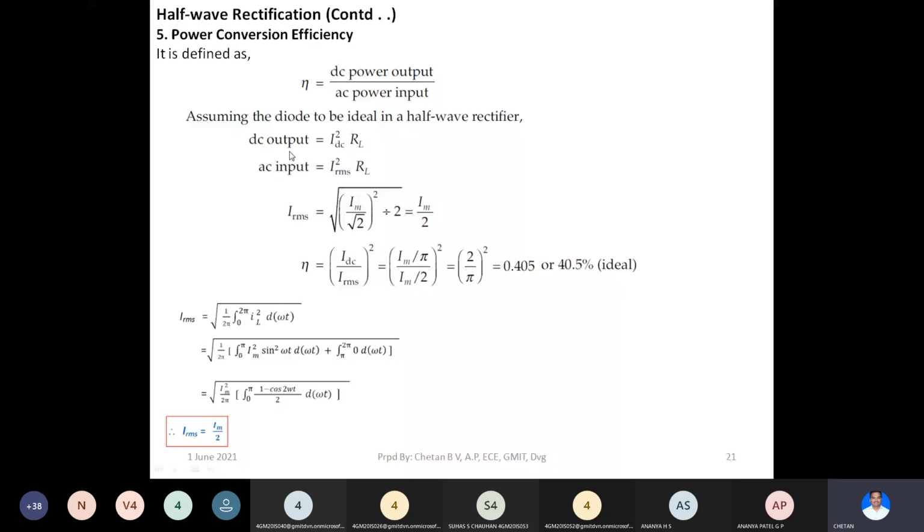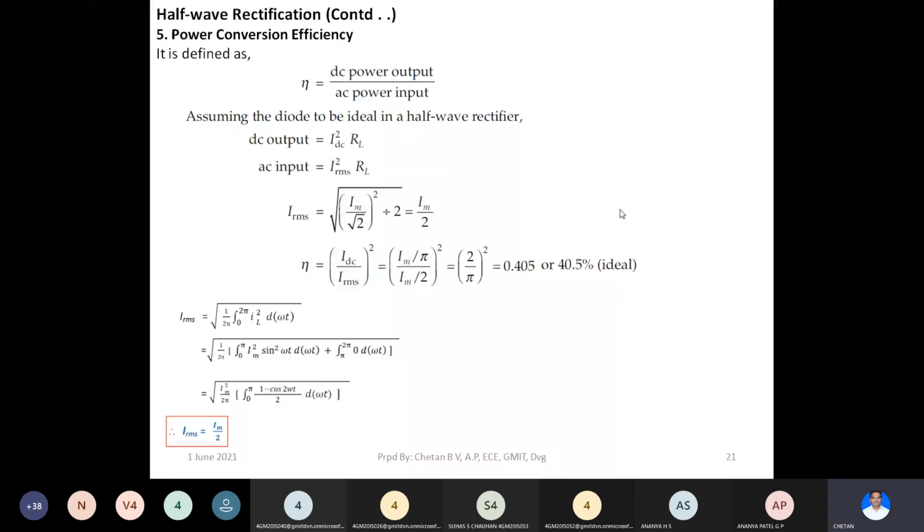So if you substitute these values in this equation, what you will get is around 40.5%. The meaning of this is, out of 100% input AC voltage, only 40% of AC voltage has been converted to DC. That is the meaning.